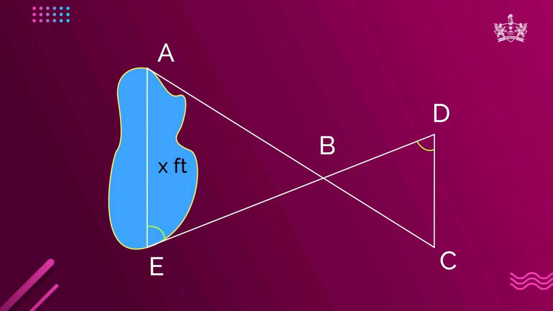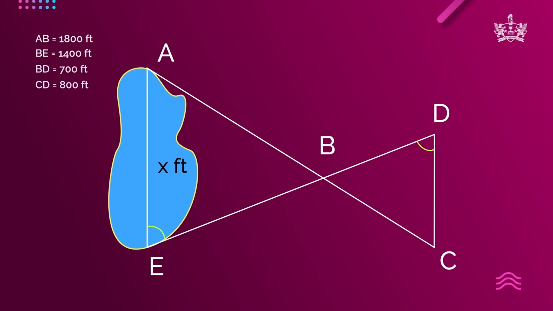A summer camp counselor wants to find a length, x, in feet across a lake as represented in the sketch above. The lengths represented by AB, EB, BD, and CD on the sketch were determined to be 1,800 feet, 1,400 feet, 700 feet, and 800 feet respectively. Segments AC and DE intersect at B, and angle AEB and angle CDB have the same measure. What is the value of x?